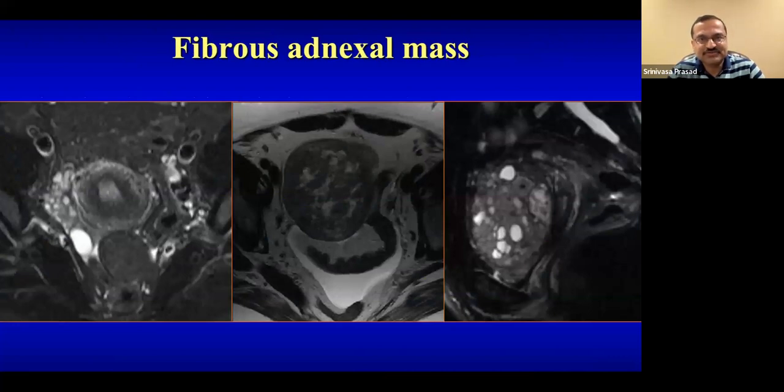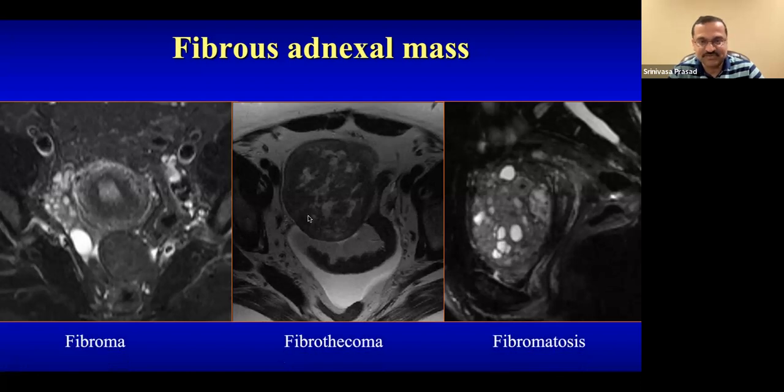Moving on to fibrous adnexal masses, you can have a diffusely hypointense or low signal intensity mass on T2 weighted images that are characteristic of a fibroma. You may have a fibrothecoma, which is a heterogeneous mass with predominantly low signal intensity, but also scattered T2-weighted high signal intensity. And this is a rare case of a fibromatosis of the ovary, where you may have scattered follicles within the ovary, but the whole of the ovary is replaced by fibromatosis.